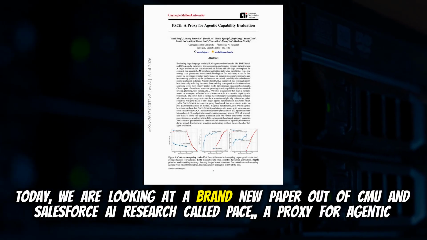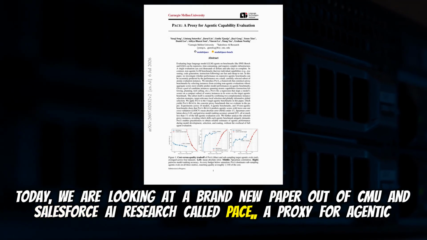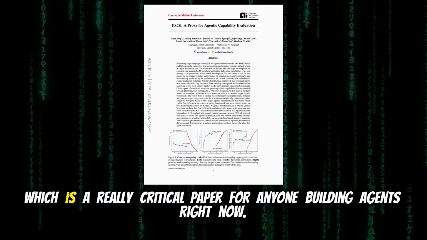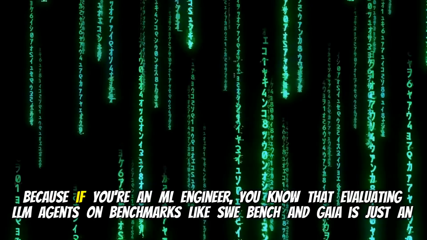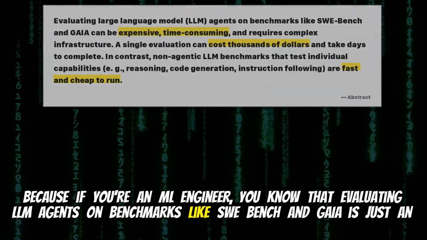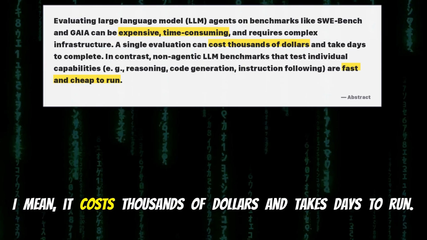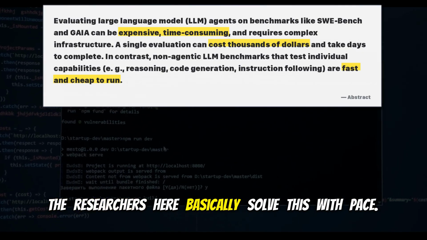Today we are looking at a brand new paper out of CMU and Salesforce AI research called PACE-E, a proxy for Agentic Capability Evaluation. Which is a really critical paper for anyone building agents right now. Yeah, exactly. Because if you're an ML engineer, you know that evaluating LLM agents on benchmarks like SWE-Bench and GAIA is just an absolute nightmare. I mean, it costs thousands of dollars and takes days to run. The researchers here basically solve this with PACE.